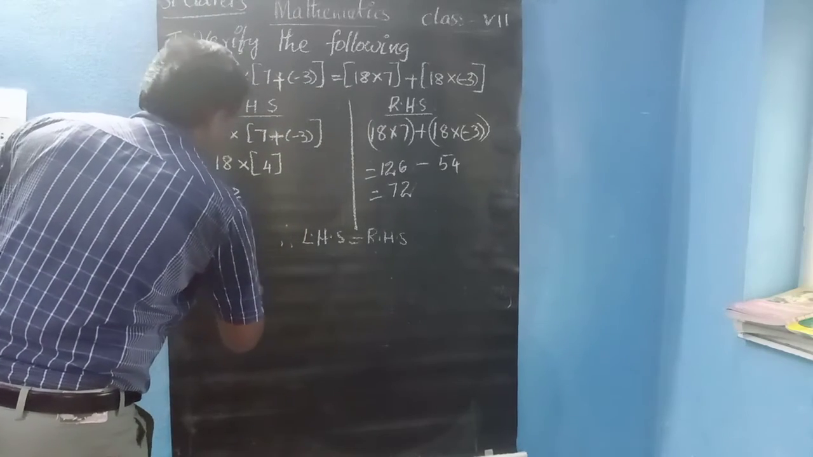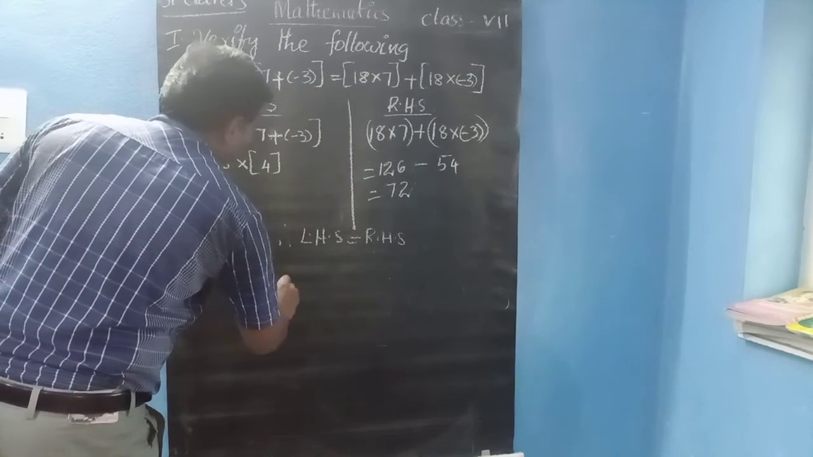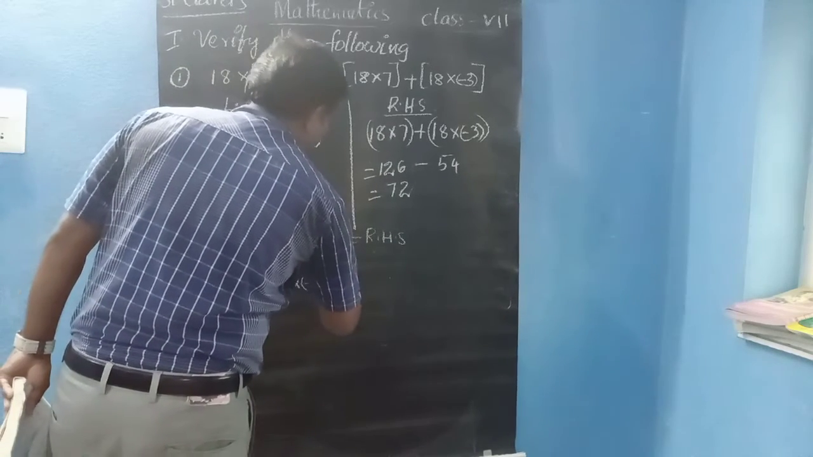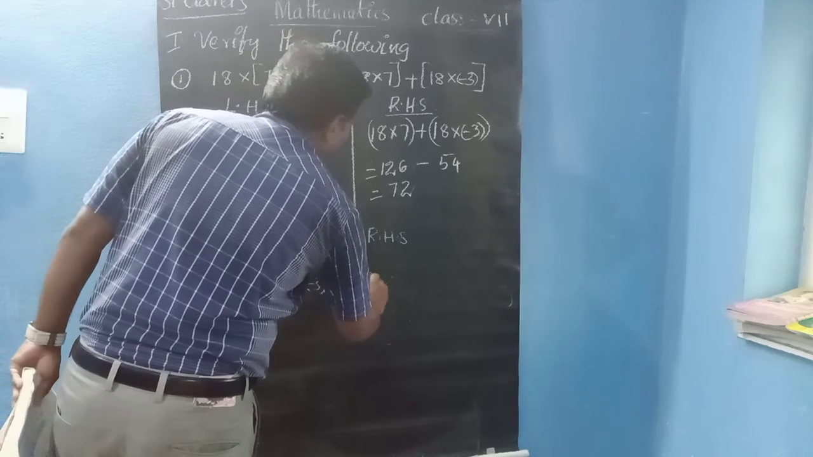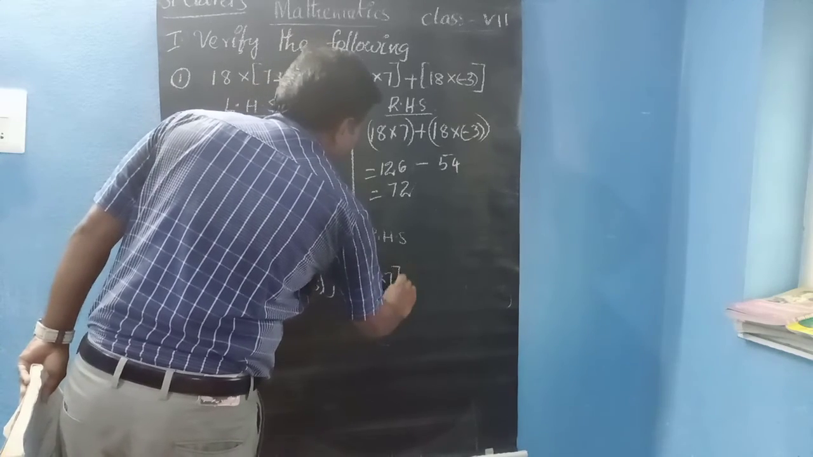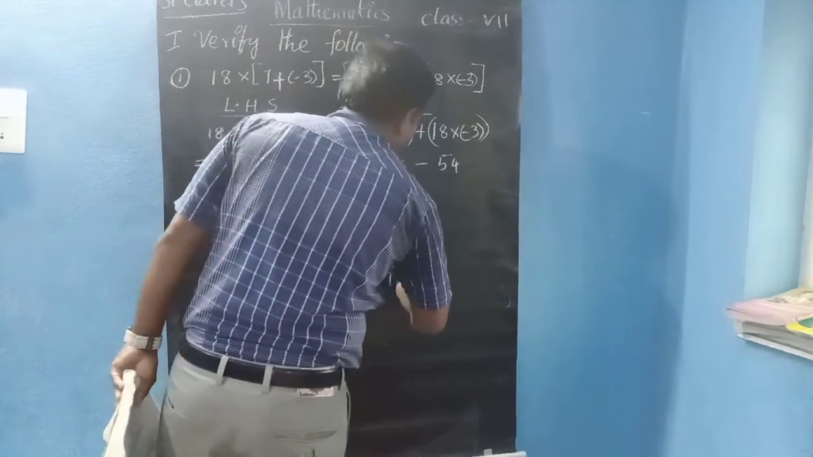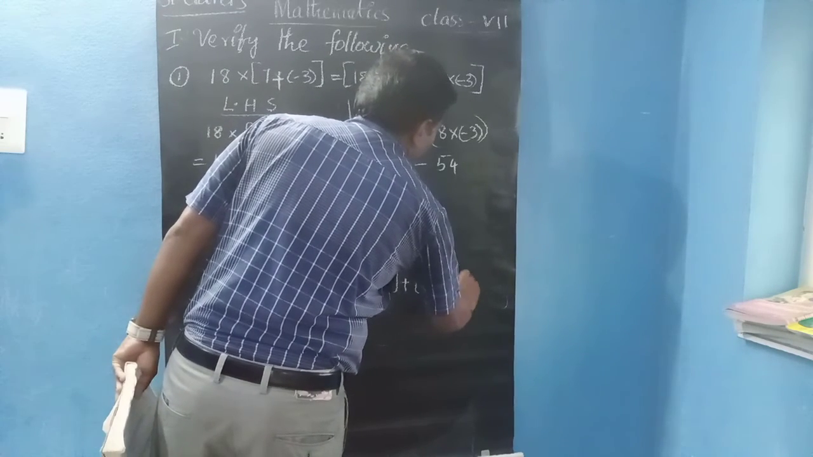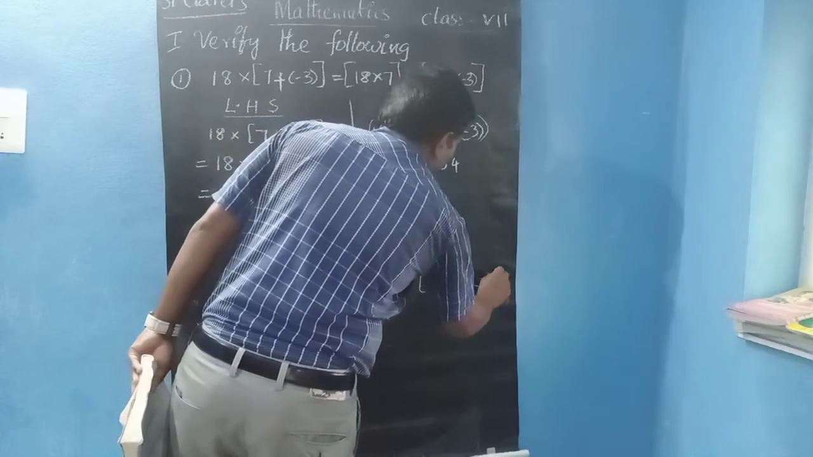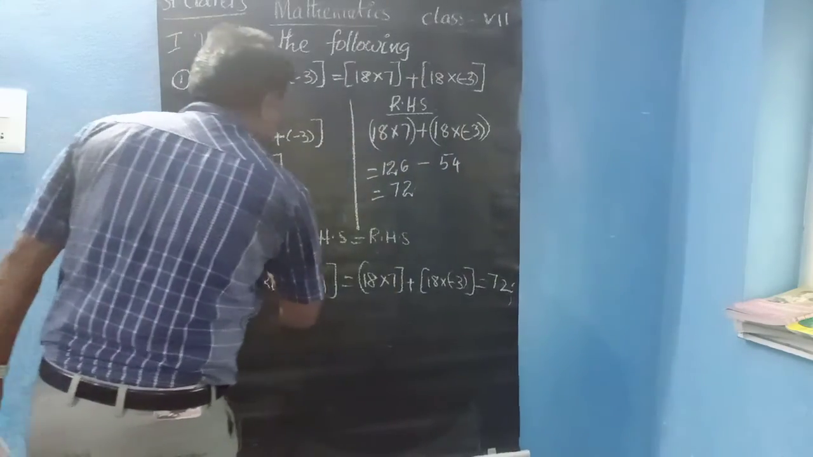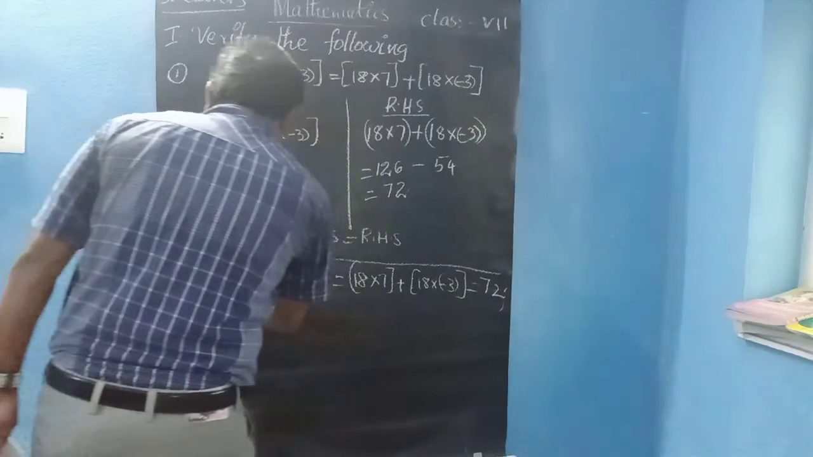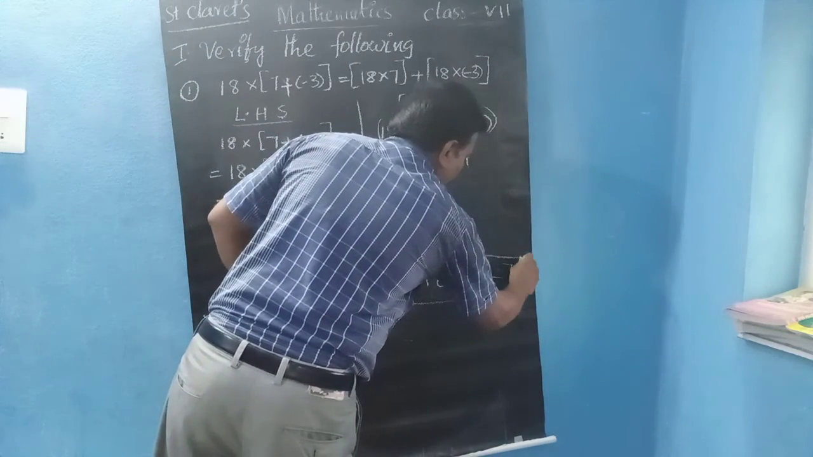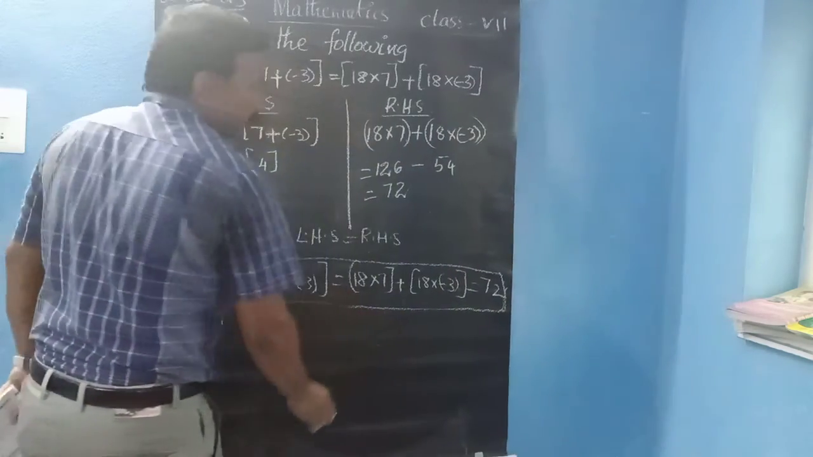Therefore 18 into 7 minus 3 is equal to 18 into 7 plus 18 into minus 3, which is equal to 72. Right, children, all of you right now.